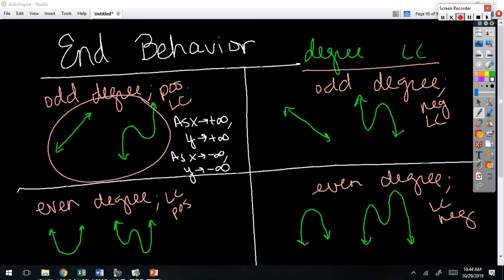Oh, good. All right, look at the odd degree here. As x approaches positive infinity, what is the graph? We'll do f of x, that's more proper. Negative infinity, that's correct. How about the other end? As we look to the left, the graph is going up.